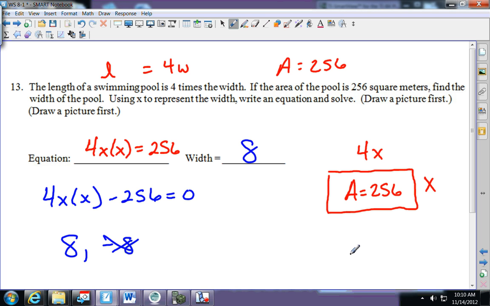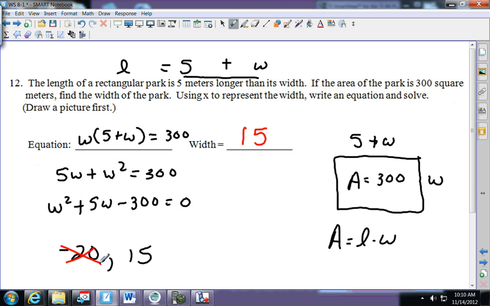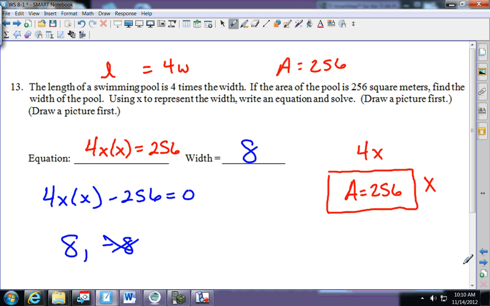Why what? On the one before, we found 2 roots, but they just weren't the same number. And so we crossed out the negative number because you can't have it be a negative. No, you do not. 8 times 4, that would end up being the length. They want the width. The width is the x. Okay?